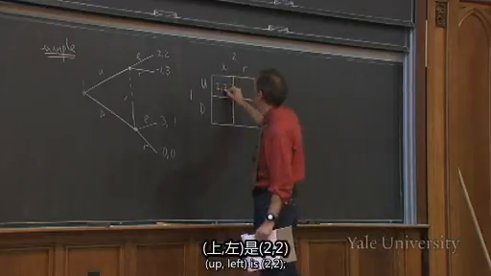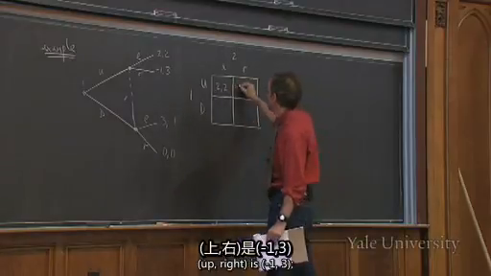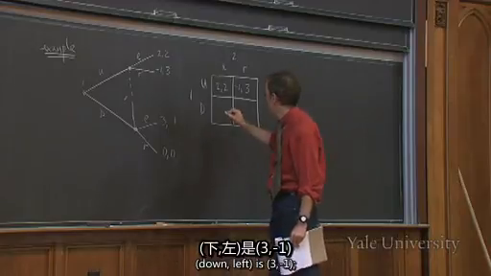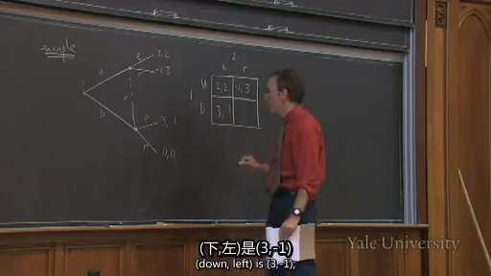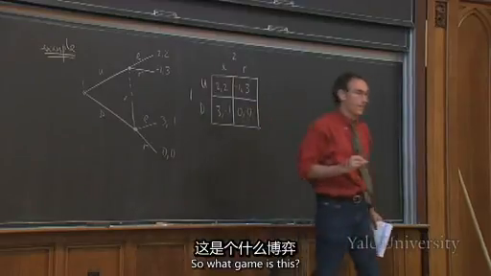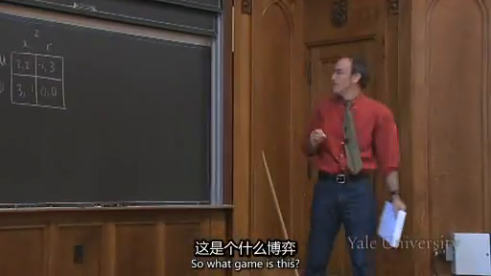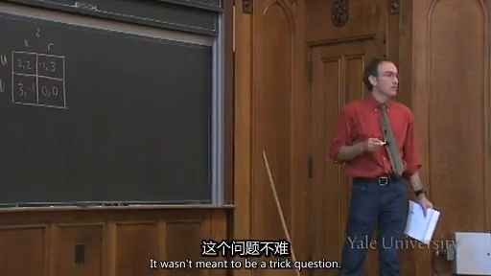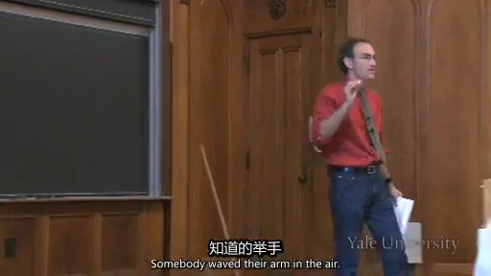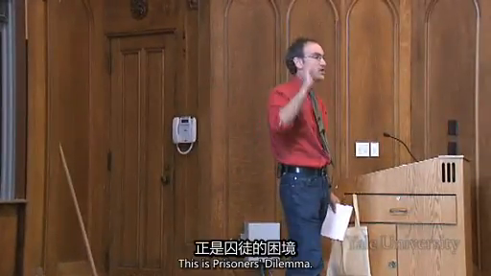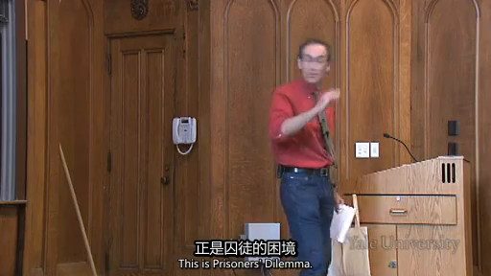Up left is 2, 2. Up right is minus 1, 3. Down left is 3, minus 1, and down right is 0, 0. All right? So what game is this? It wasn't meant to be a trick question, so somebody wave their arm in the air. What game is this? Shout it out if you like. This is Prisoner's Dilemma, right?